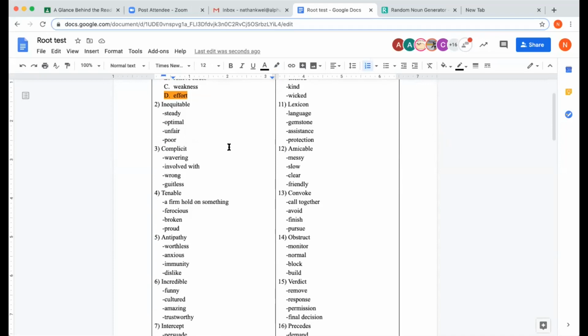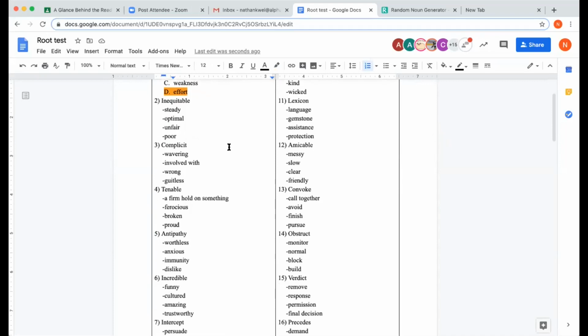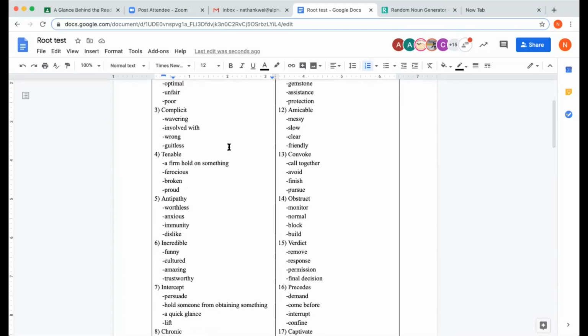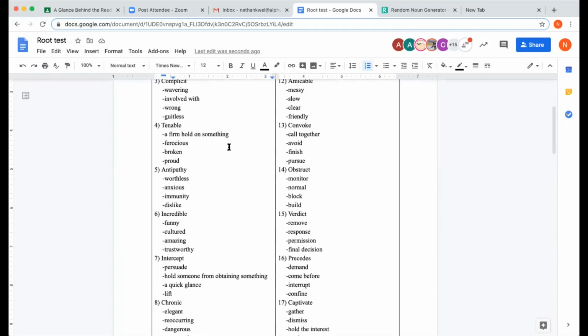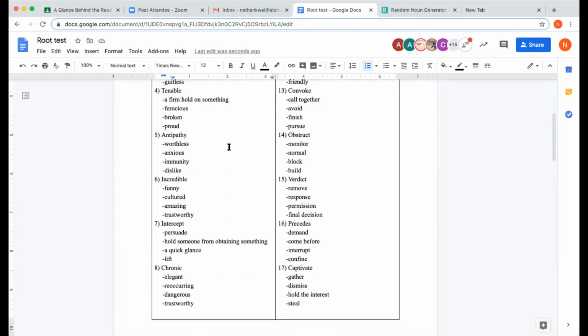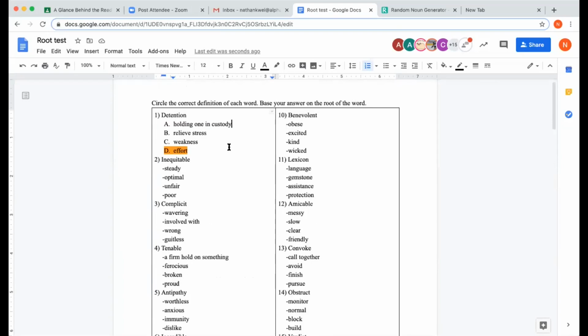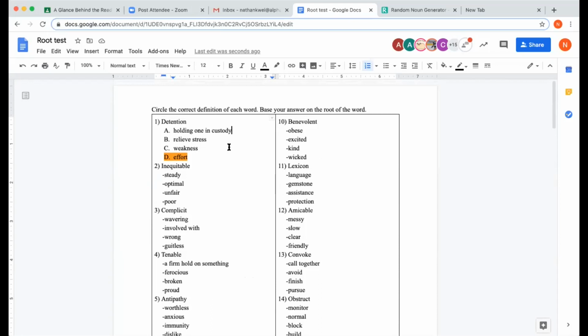Especially on this test, if you get something wrong, don't sweat it. Roots are a really good way to get a basic understanding and to help you narrow down the answers, but they're not always going to give you the most precise answer. It's not going to be the right answer 100% of the time. So if you get a wrong answer, don't sweat it too much. It's just one wrong question.